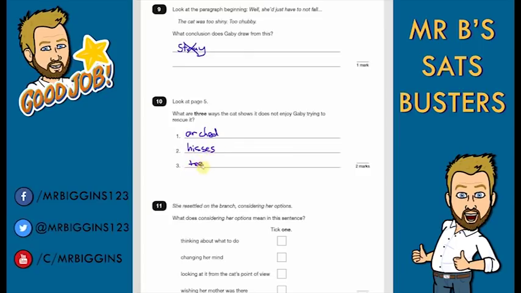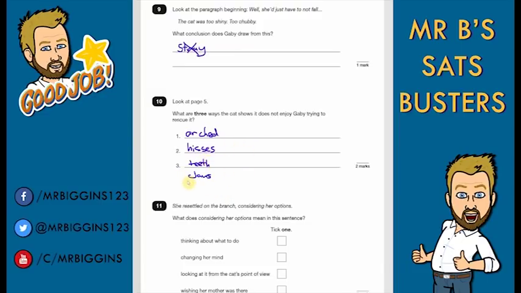And then it shows her teeth, okay? But there is also one more, okay? When the cat goes to get rescued from Gabby, it digs its claws in, okay? So I'm going to write claws. Obviously, you write these in a bit more detail. I'm just writing down so we know what the answers are.